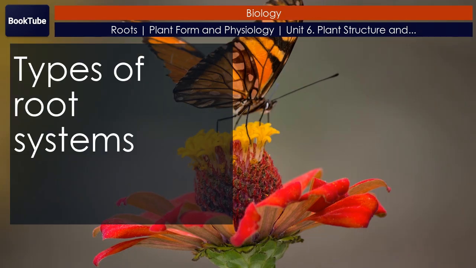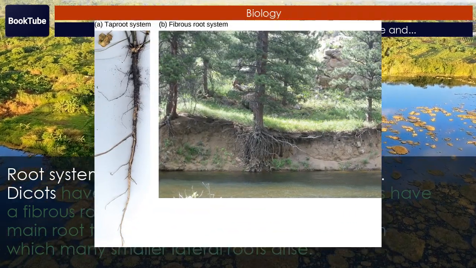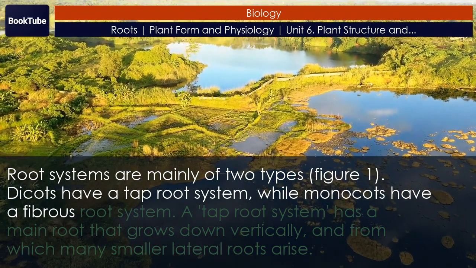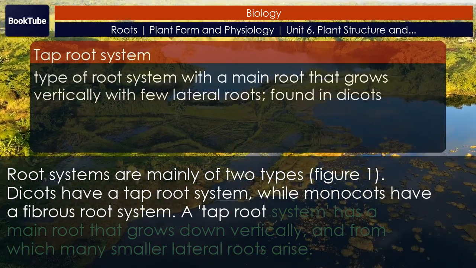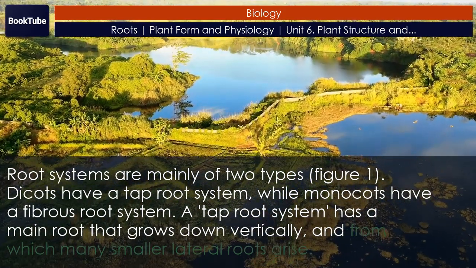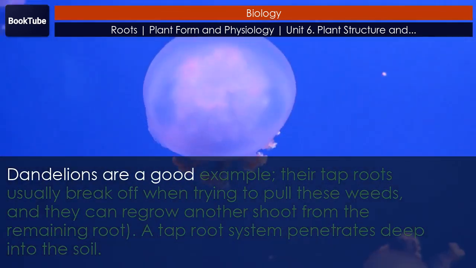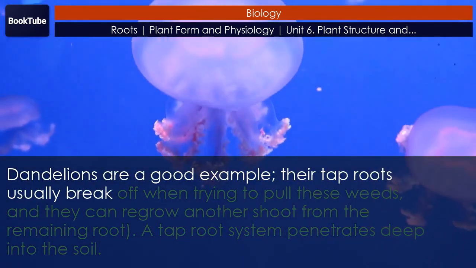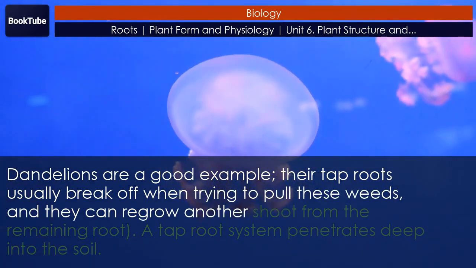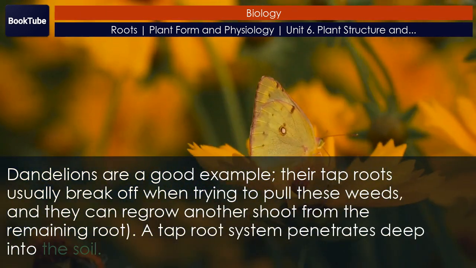Types of root systems. Root systems are mainly of two types. Figure 1. Dicots have a taproot system, while monocots have a fibrous root system. A taproot system has a main root that grows down vertically, and from which many smaller lateral roots arise. Dandelions are a good example. Their taproots usually break off when trying to pull these weeds, and they can regrow another shoot from the remaining root. A taproot system penetrates deep into the soil.